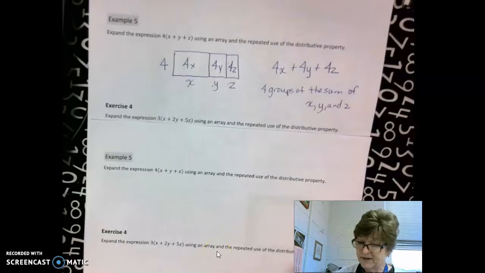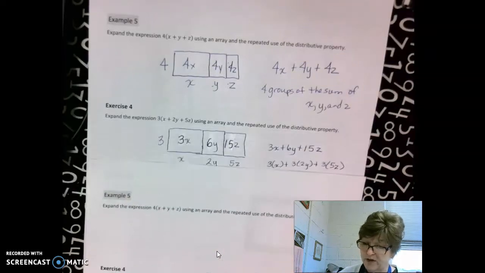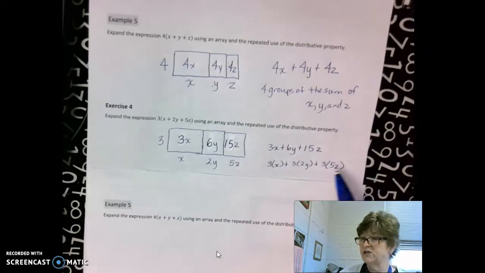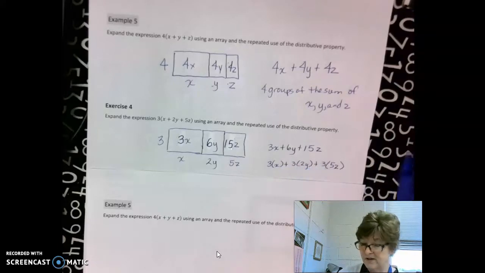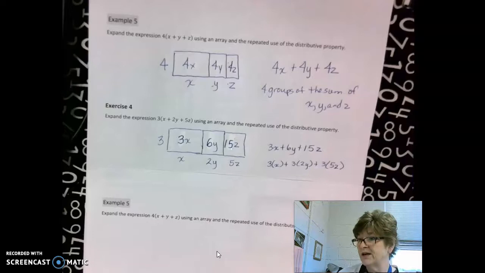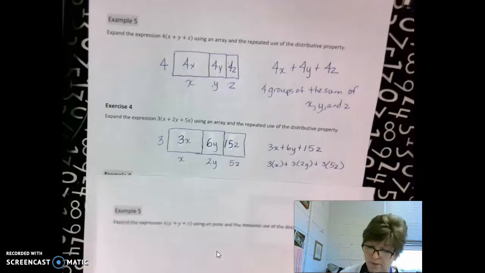Welcome back. And were you able to draw the array and then illustrate how you are able to get 3x plus 6y plus 15z? Fantastic. You're really getting a handle on the distributive property.